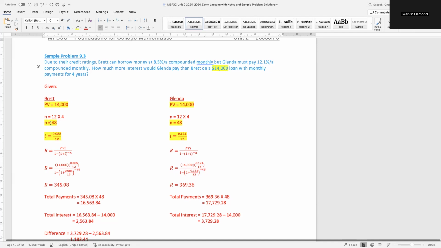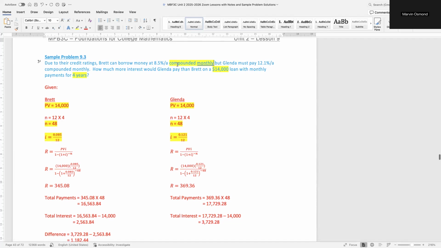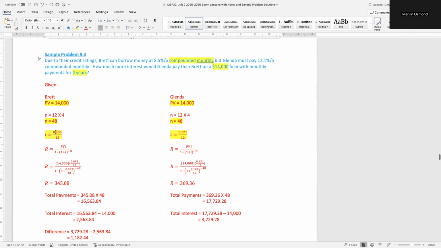N is the total number of interest periods. We're going 4 years, compounded monthly. So 4 years compounded monthly is going to be 12 times 4, or 4 times 12, which is 48. The interest rate, for Brett and for Glenda, those two numbers are going to be the same. Where it differs is the interest rate. The interest rate is the interest rate per period. For Brett, it's going to be 8.5%, which is 0.085.